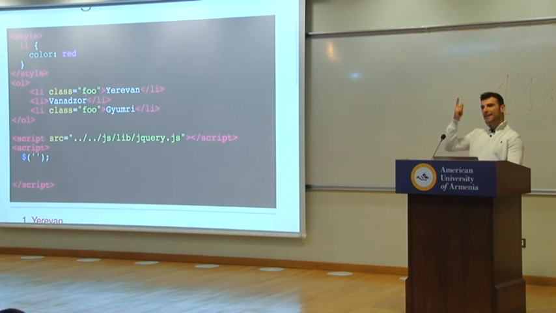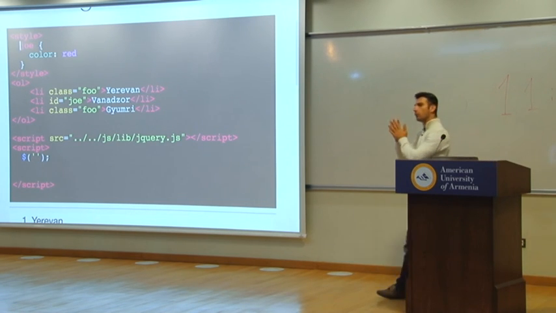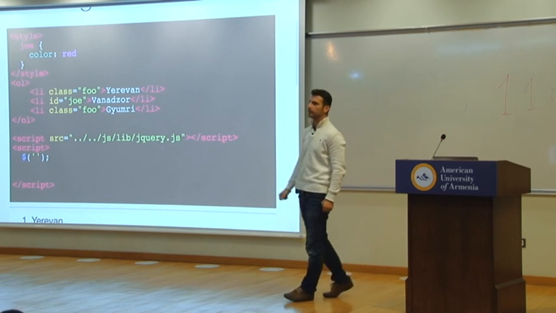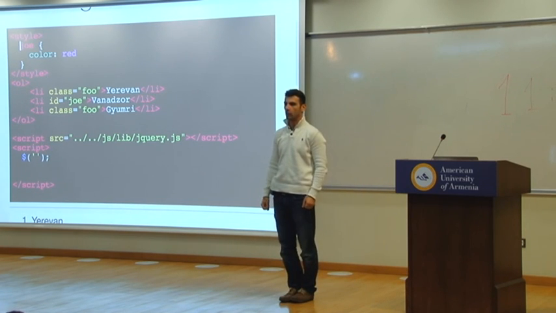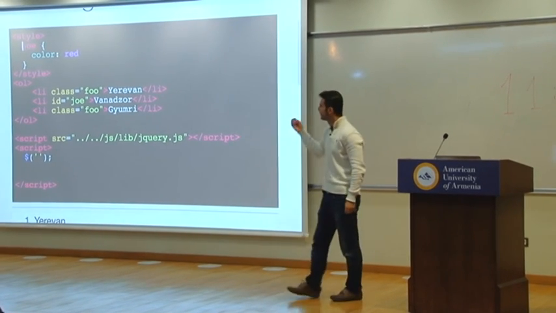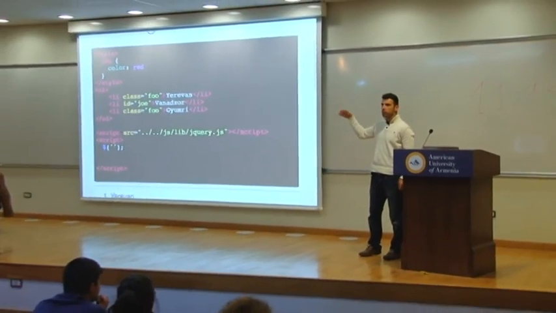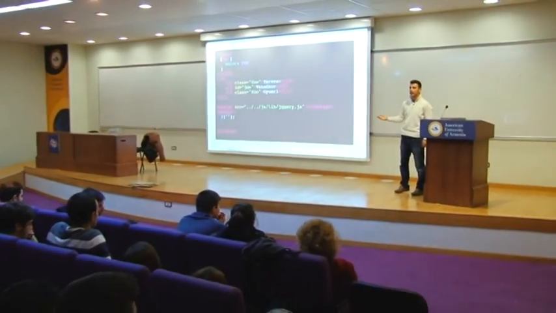If I wanted to select a single element, what's a good way to do it? I can give it an ID. So let's give Vanadzor an ID of Joe. I can now refer to Joe with? Just write Joe like this? Okay, so question. Why can't I just do that? Exactly. Because just writing a name implies you're trying to specify the name of the tag, right?